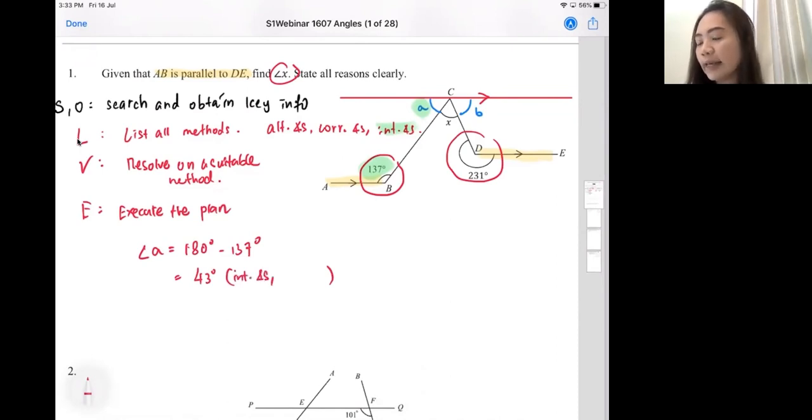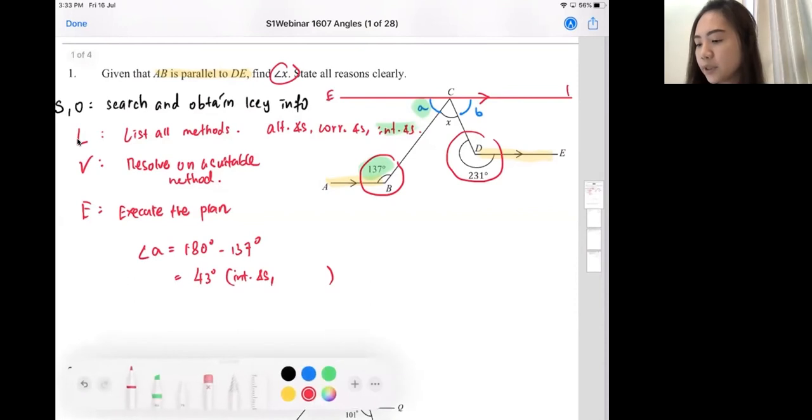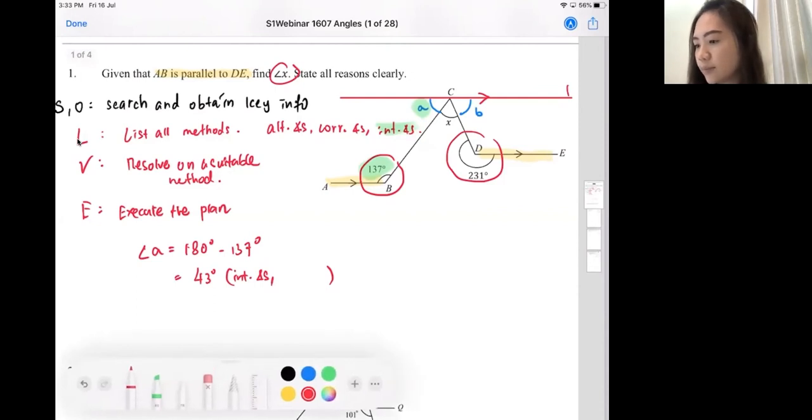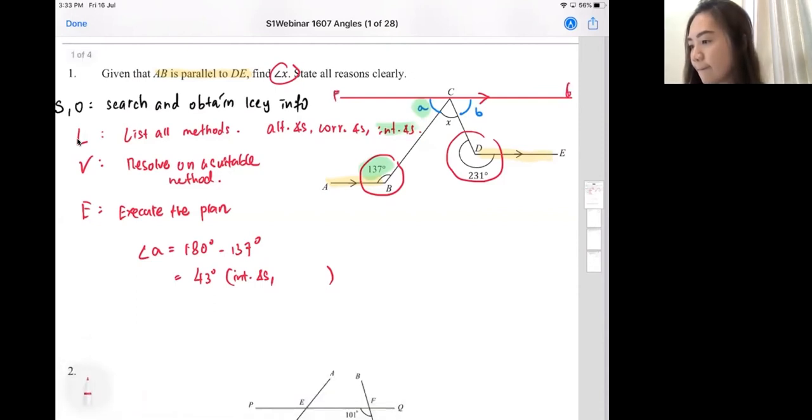We can name the additional line that we drew. We can call this EF, for example. E is already used, so we can use FG. How do we come up with these interior angles? They come from the parallel lines FG and AB. Well done, very good.